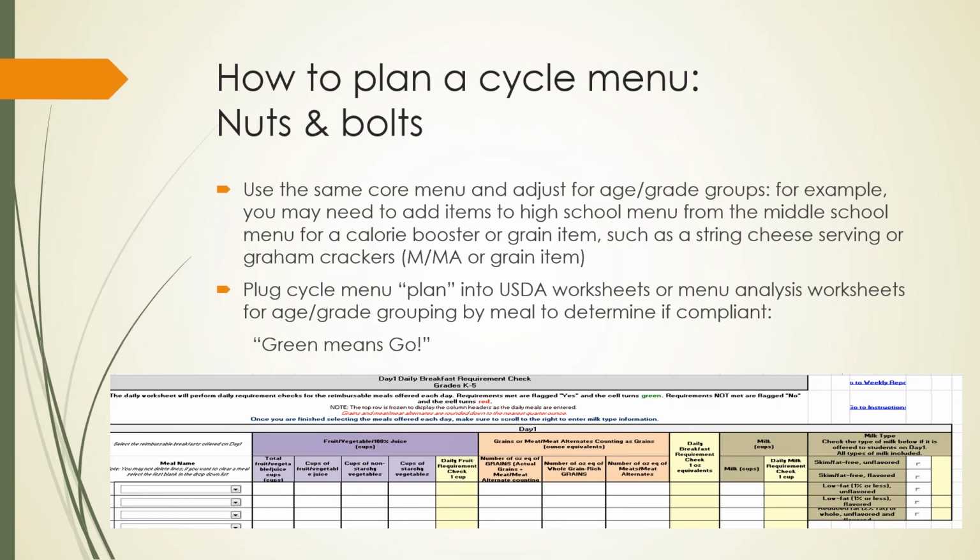So if you plug your cycle menu into a plan in the USDA worksheet, or do the same operation in a menu analysis worksheet, you can take a look and see if you've met the age and grade groupings for a compliant meal pattern for USDA. And again, once you put all your menu items in and fill the worksheets out, just remember green means go. So that means your menu's good to go.